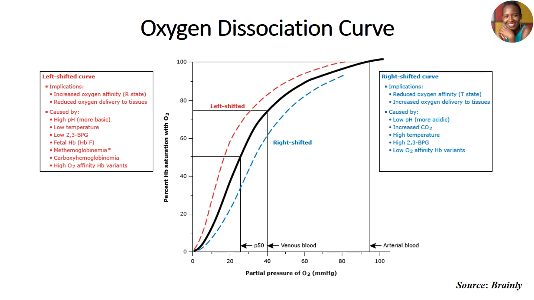But now we have the right shifted curve. It's being said that our curve will shift more to the right, where there's a reduction in oxygen affinity. In this case, our hemoglobin tends to release oxygen more to go to the tissues. Why is it happening like that? It happens because the blood is becoming more acidic.